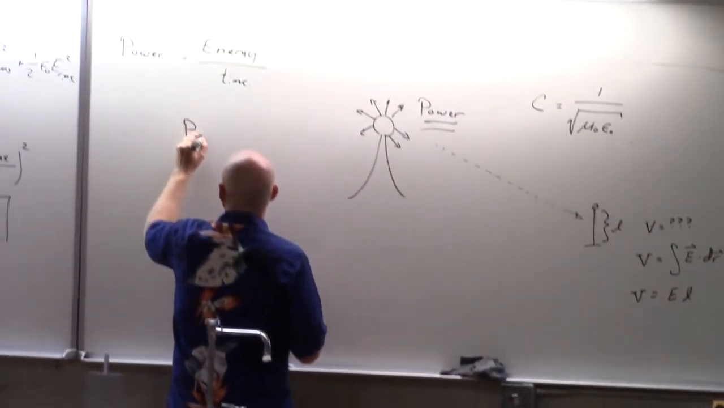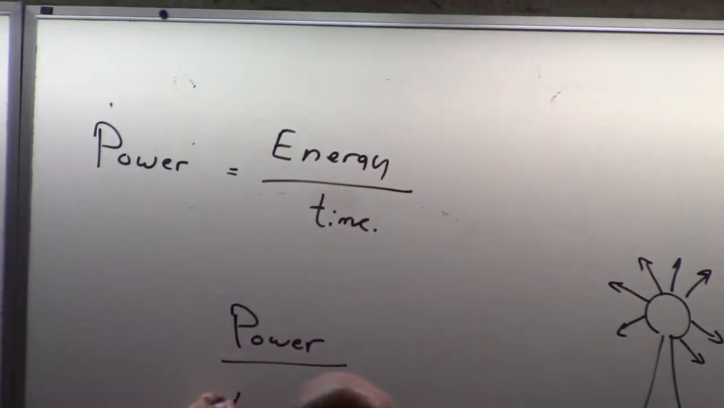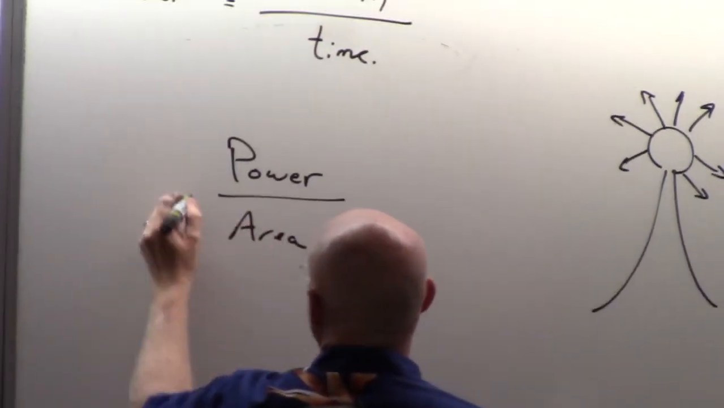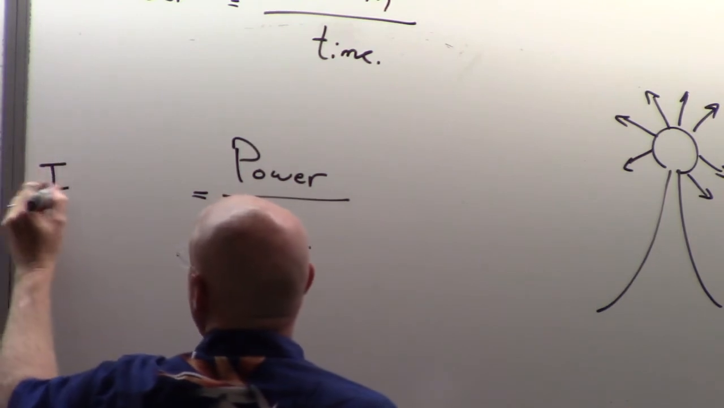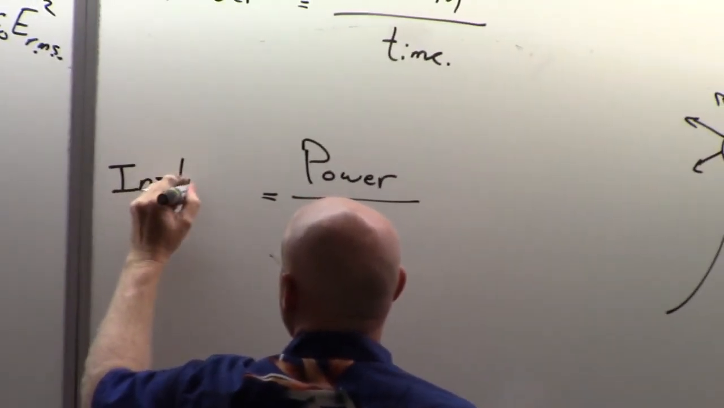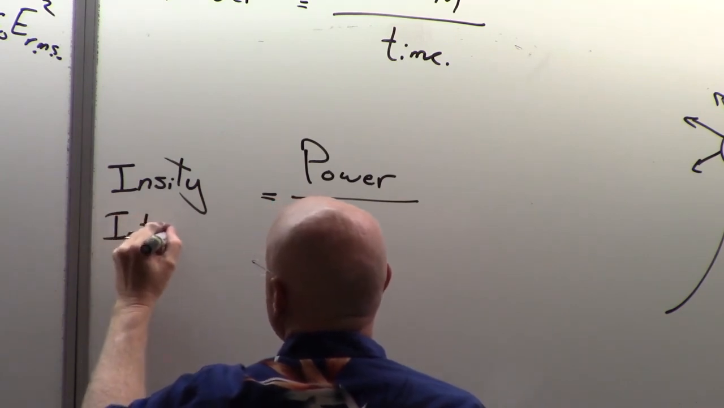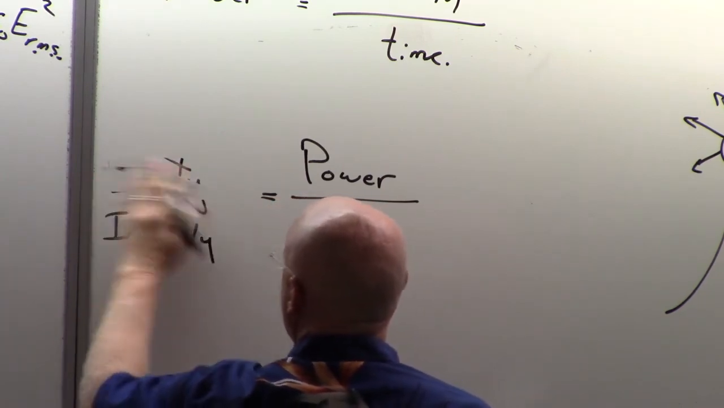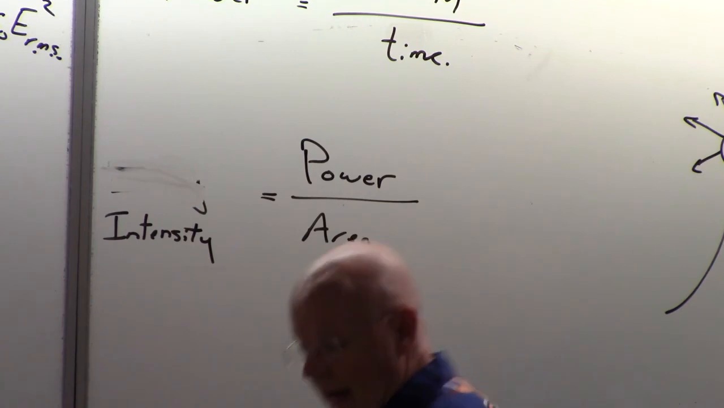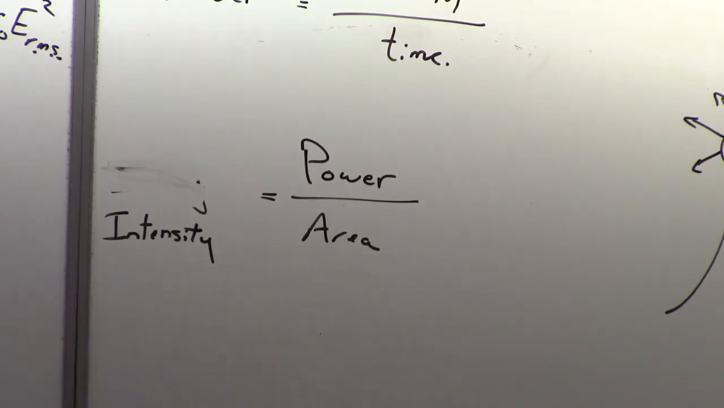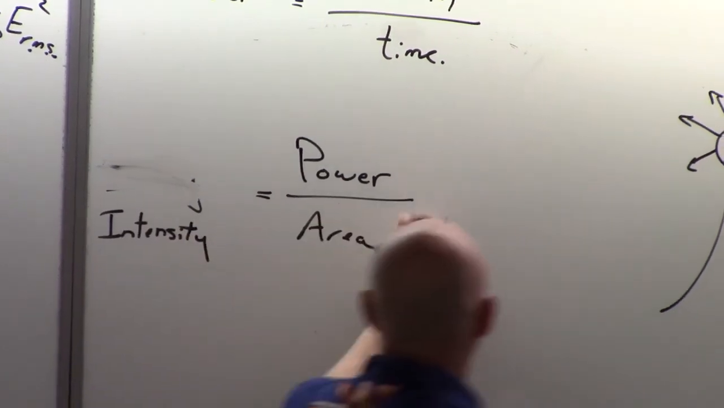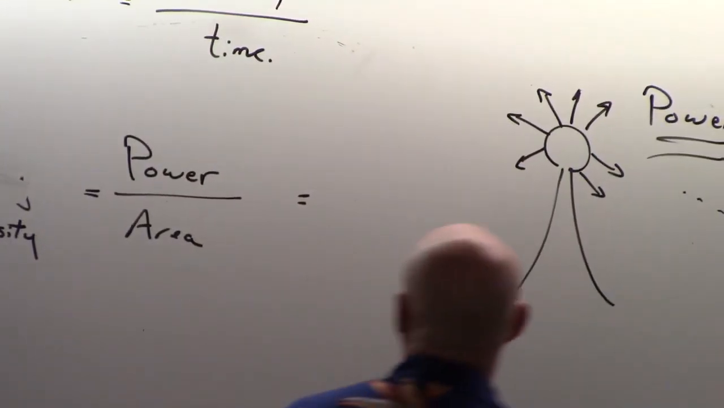And that is called intensity. So if I take the power and I divide it by the area, I give you a new word called the intensity. And I say, okay, let's give you then this in intensity. This is equal to what?